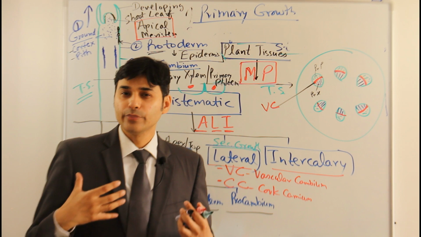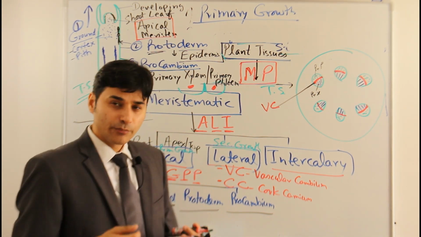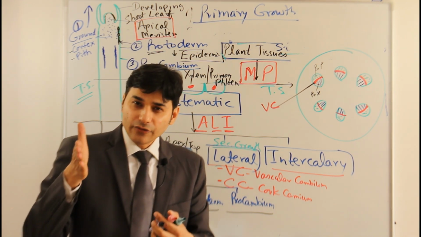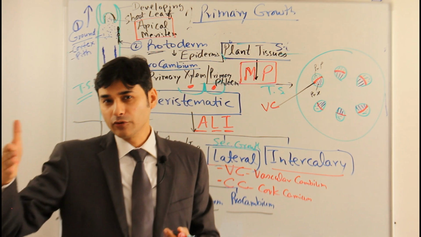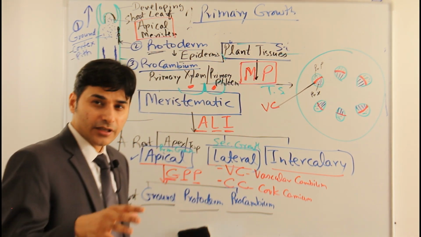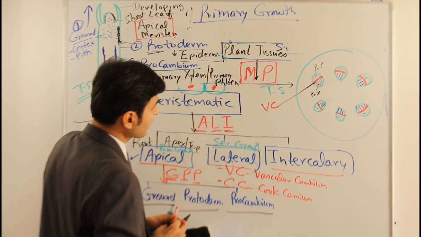When the plant undergoes secondary growth, this vascular cambium grows horizontally and it gives secondary xylem inside and secondary phloem outside. We will discuss that in detail in a different lecture. So this is the role of vascular cambium.